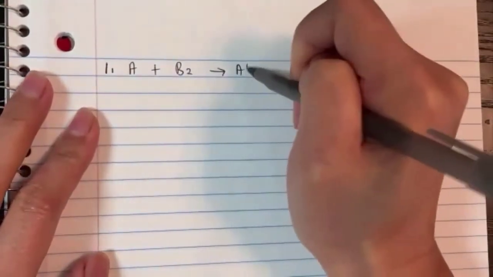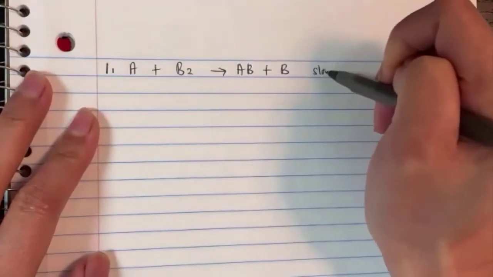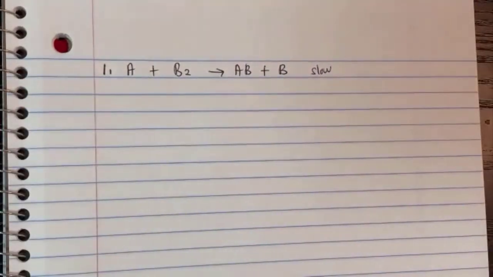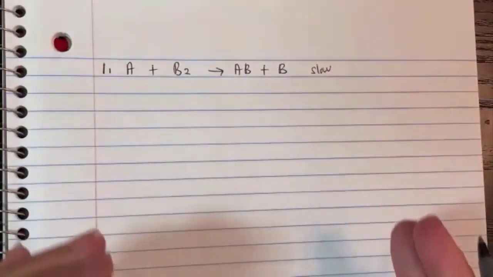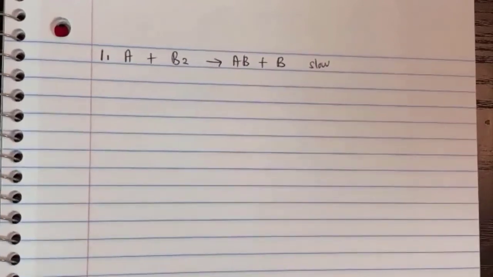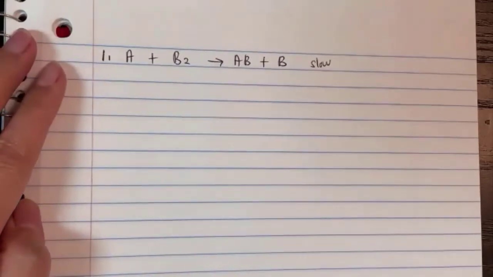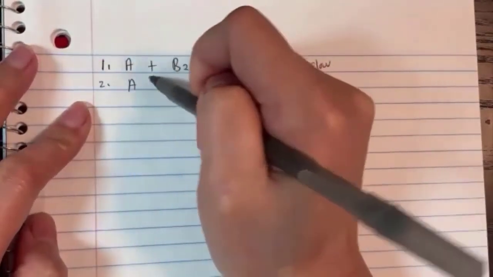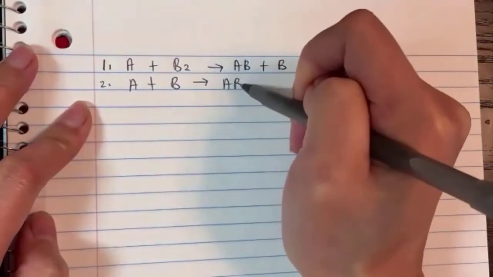All right, so here are my steps. Step 1: A plus B2 goes to AB plus B. This is a slow step. So here's what's interesting. Right now we are learning, here's the mechanism, write the rate law based on the mechanism. We will also try to do examples where we have, here's the rate law, can you see which mechanism matches it? We'll do one example like that. So from the mechanism you can get the rate law, and from the rate law you can identify which mechanism matches it too. That's step 1. Step 2: A plus B goes to AB. This is a fast step.